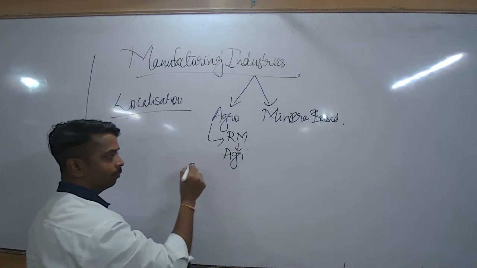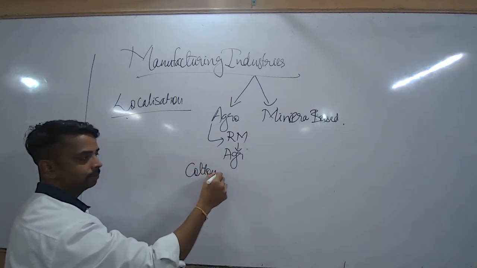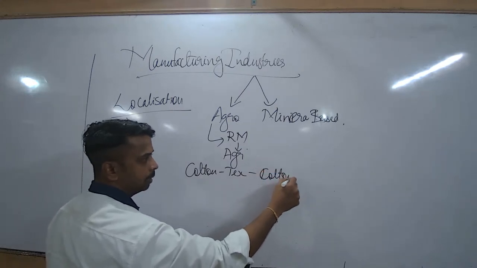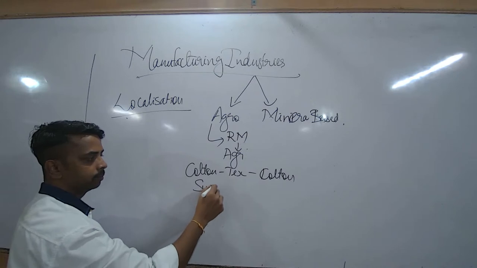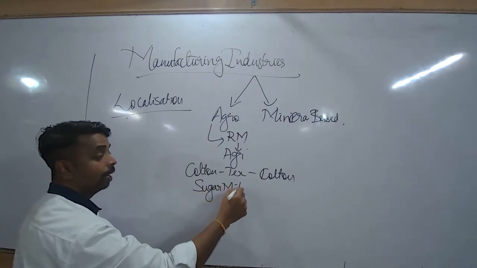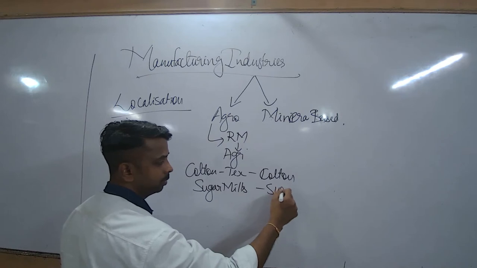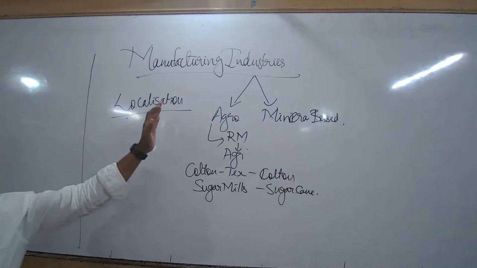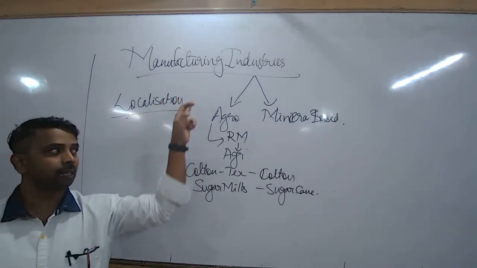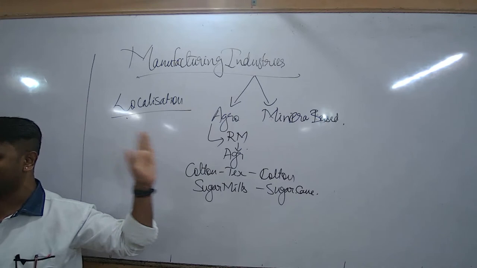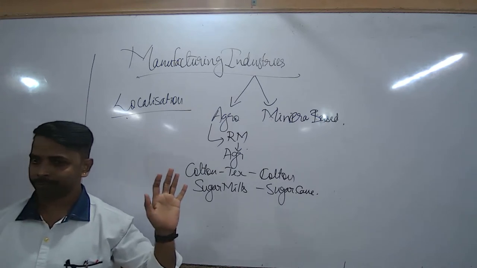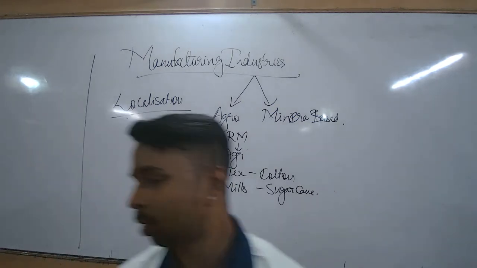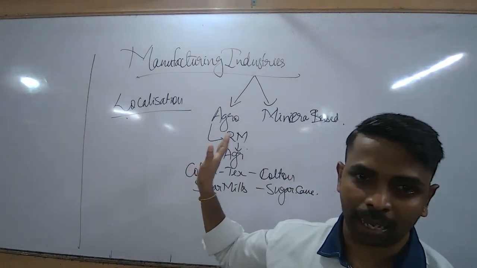Is it so? If I say the word cotton textile, correct? The raw material is cotton. I can say raw cotton, correct? Then I say sugar mills. Sugar, it is sugar cane. Now, if I want to tell you, most of the industries in India, more than 60%, are still agro-based only. Is it good? Yes. Why? Because India being an agrarian economy, most of the industries even till date are agro-based.